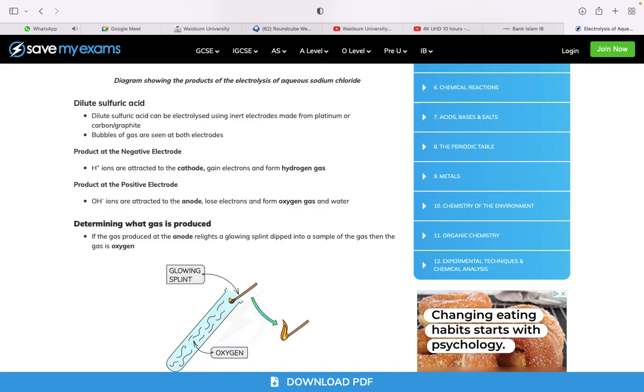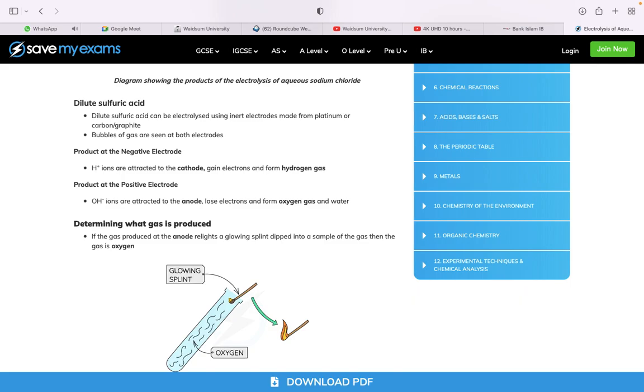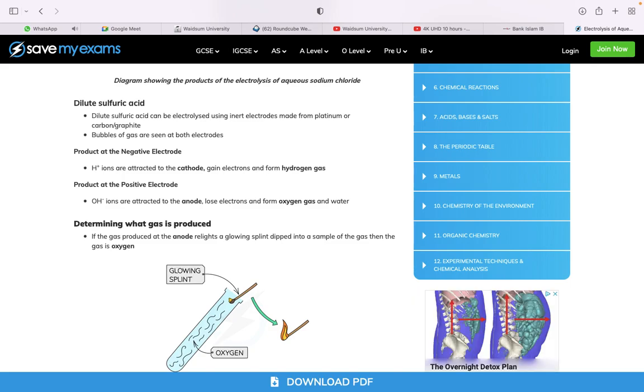At the cathode, remember, sulfuric acid is H2SO4, right? So H is hydrogen. The hydrogen ion will migrate to the cathode, while the OH ion, the hydroxide ion, will migrate to the anode. We're going to talk about each of them.